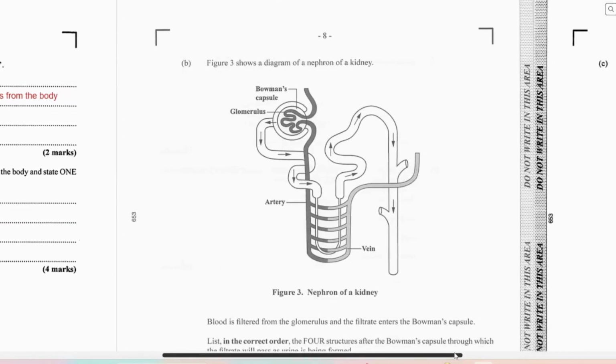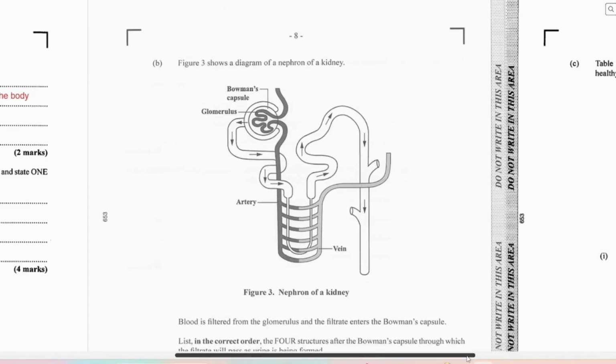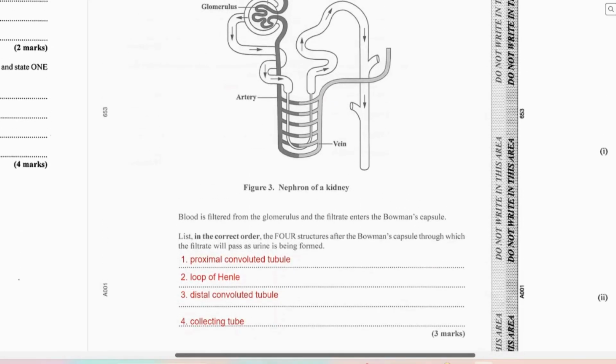Then we go on to part B. So here we have figure 3, which shows a diagram of a nephron of a kidney. If you could recall, the nephron is what is responsible for the actual filtration, or the filtering, of the blood. And in each kidney, we have millions of these nephrons. So you have this structure here, and blood is filtered from the glomerulus, and the filtrate enters the Bowman's capsule.